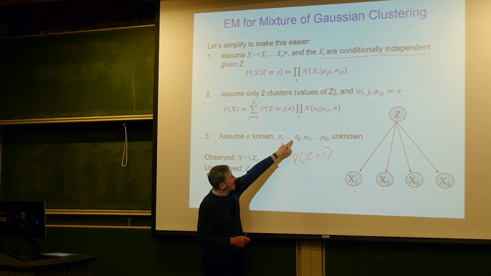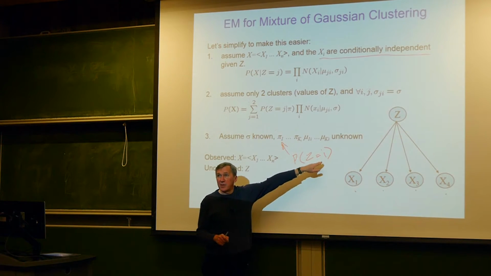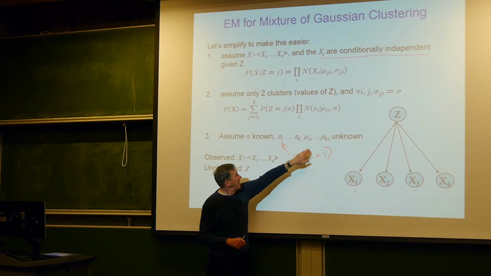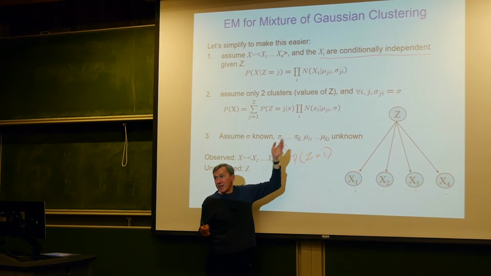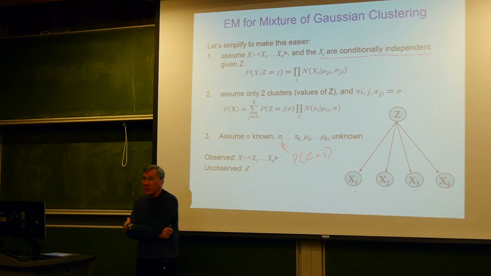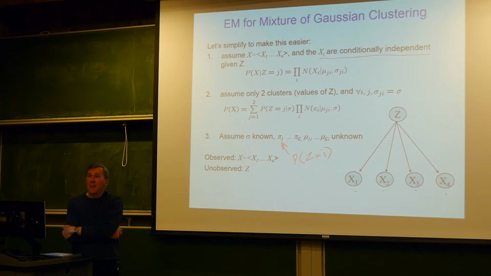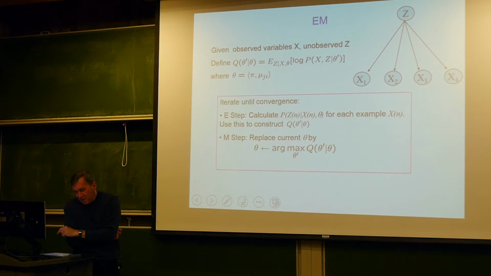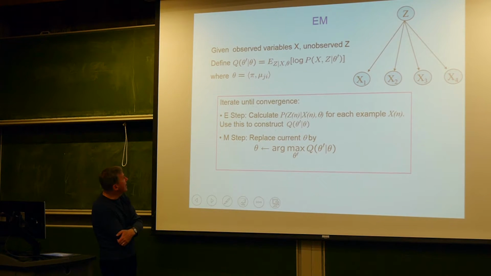So I need the priors on all the possible values, all the possible clusters. And then I need the mean for each cluster. And those are the parameters I don't know. Okay, so now we can work through our EM arithmetic on that. Here's EM again.